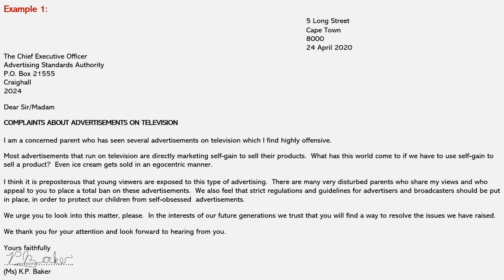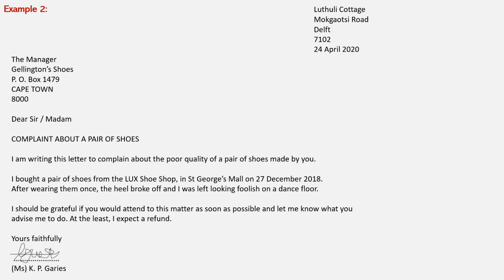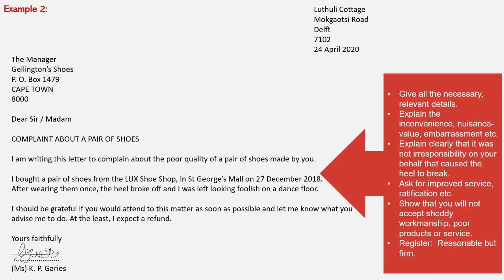Here is an example. Note the format. Your address is on the right, the sender's address on the left, the salutation, subject line, different paragraphs, and you end with yours faithfully, your signature and initial or name and surname. Here is another example. Note that the subject line is not underlined, but in capital letters.